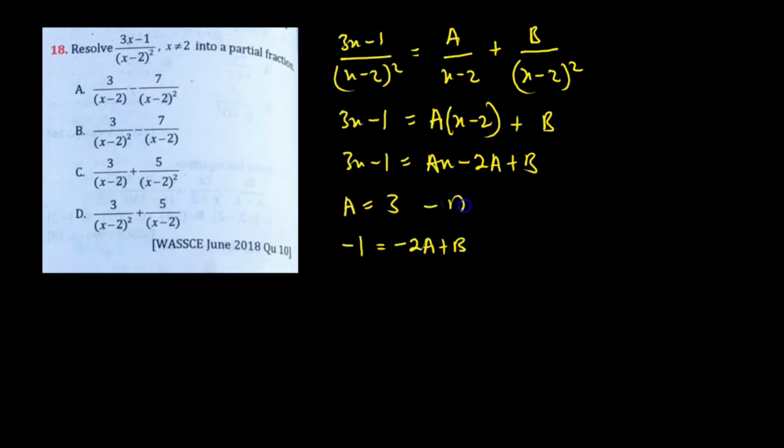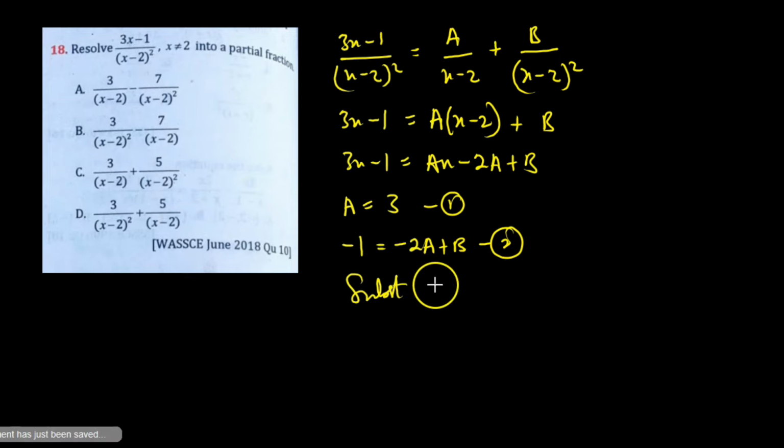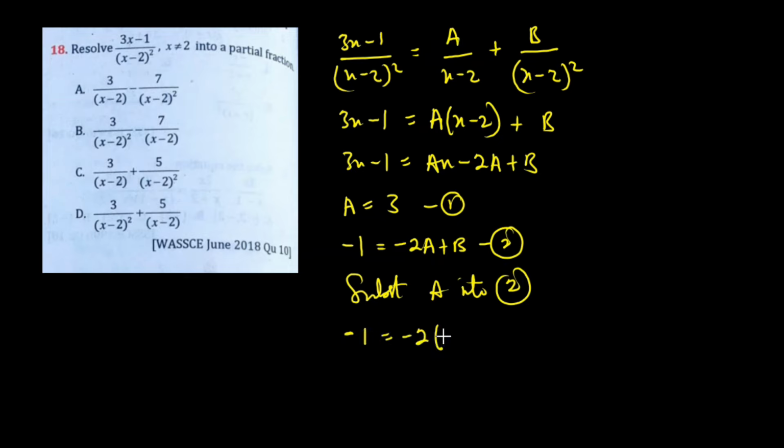So if this is equation 1 and that is equation 2, we can substitute A into equation 2, and that will leave us with -1 is equal to -2 times the A value, which is 3, then plus B. Simplifying, we have -6 plus B equal to -1. Grouping terms, B will be equal to -1 plus 6. So B is equal to 5.